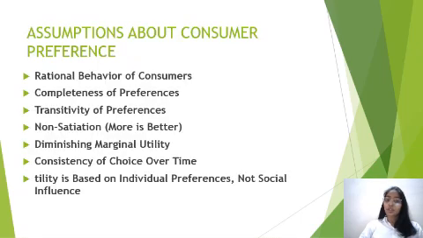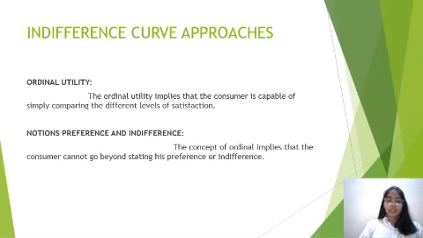Assumptions about consumer preferences. These are the assumptions. The first one is rational behavior of the consumer. The second one is completeness of preferences, and the third one is transitivity of preferences. The fourth one is non-satiation, more is better. The next one is diminishing marginal utility, and the next is consistency of choice over time. So let's go to the next slide.